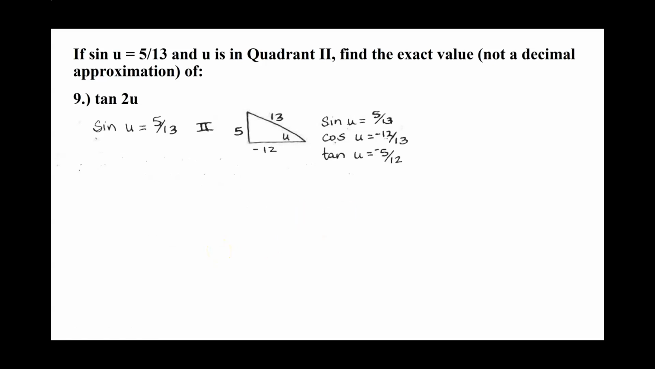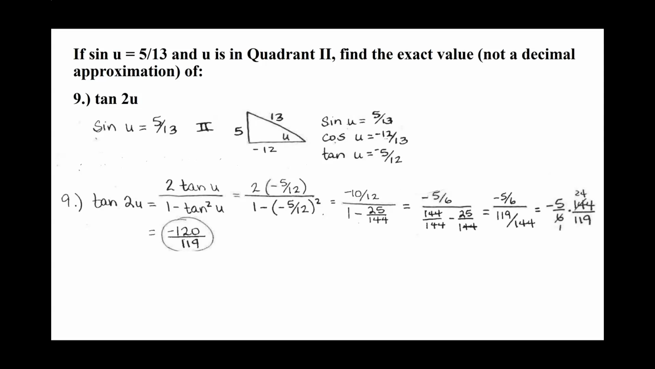All right, then they ask us to do the tangent using that same information. So let's go grab our tangent formula. So tangent 2u is 2 tangent u over 1 minus tangent squared u. And we've already found tangent u is negative 5/12. So we're going to replace tangent u, that whole thing, with negative 5/12. Notice there's no trig function left in here, like no tangent left in there.